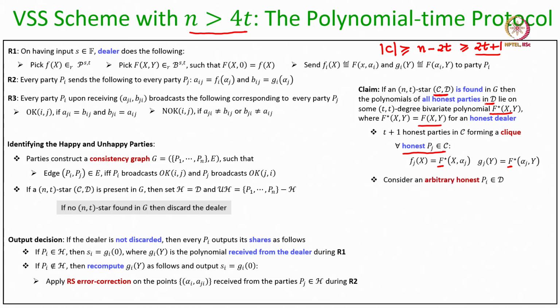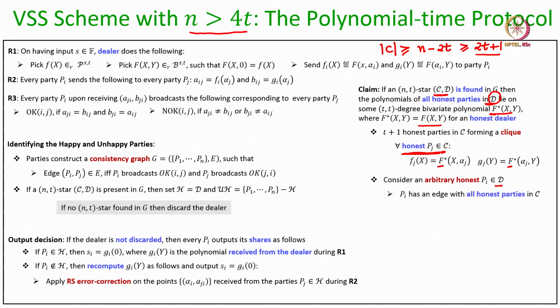The claim statement is that the column polynomial of all the honest parties in the D component lie on f star. So, what we have concluded till now is that if we take the honest parties in the C component, their polynomials are lying on f star, but there might be some parties who are part of D, but not part of C. So, now let us prove the actual claim. So, consider any arbitrary honest party who is a part of the D component of the star.